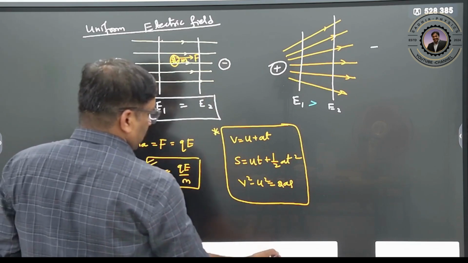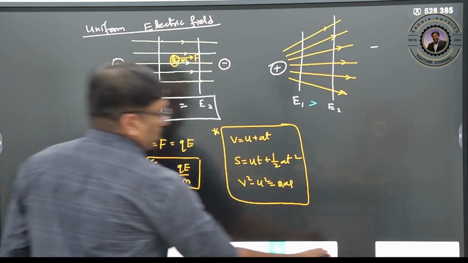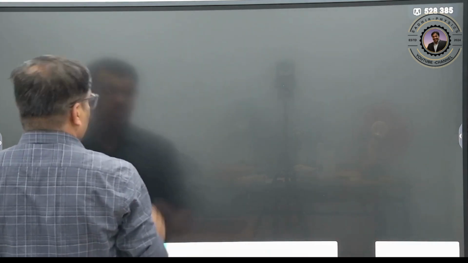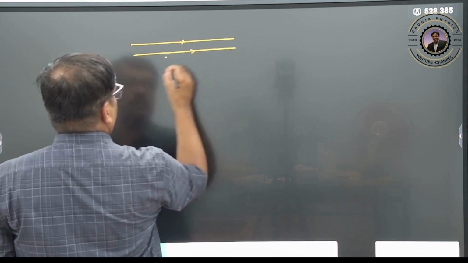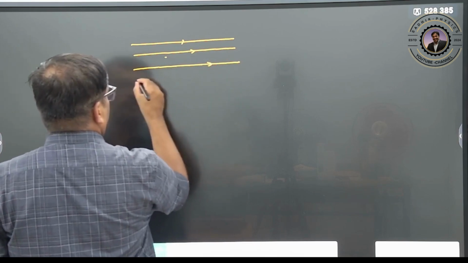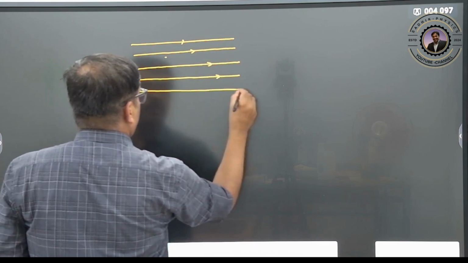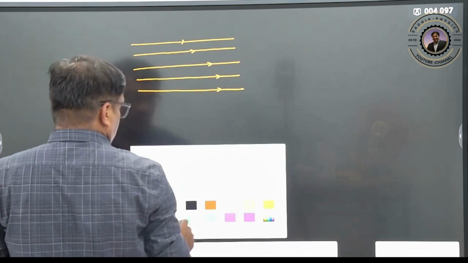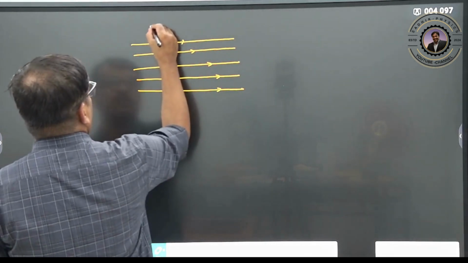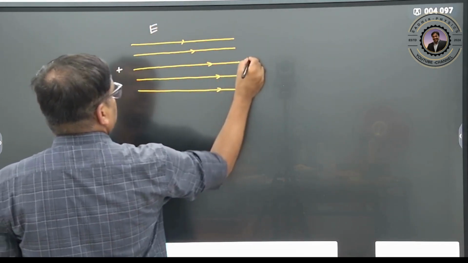Now we will do one sample problem. Suppose there is a uniform electric field. This is one uniform electric field, right? Here the electric field is E. This side is positive, this side is negative.